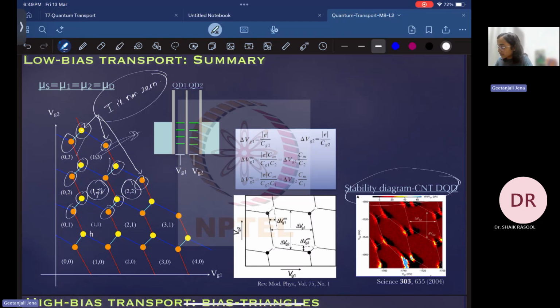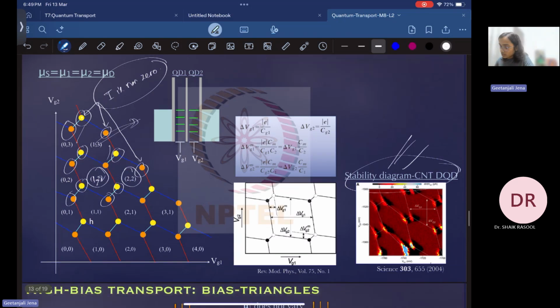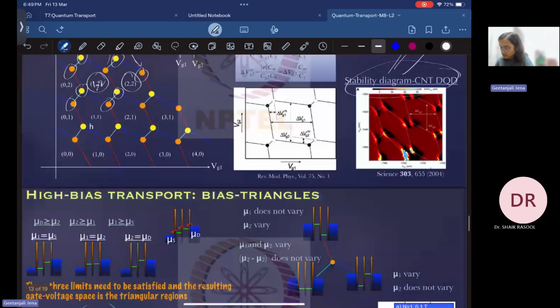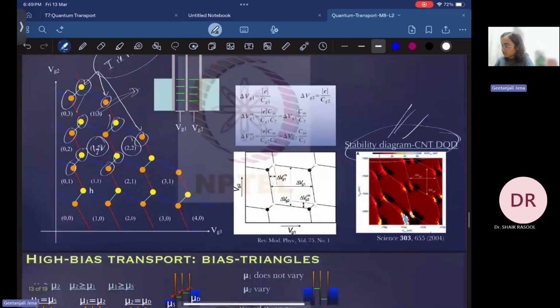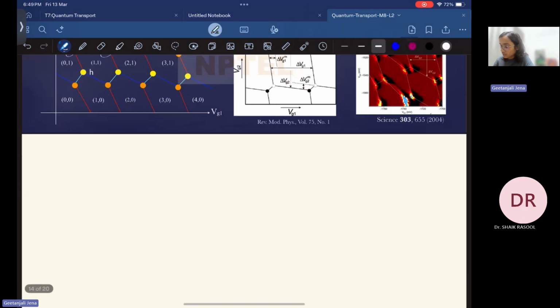And these are some of the experimental validation of what we have seen. That is, we are seeing that we have two triple points. So we can see for this paper, they have experimentally validated the theoretical concept. Okay, so now let us see the transport for higher bias.